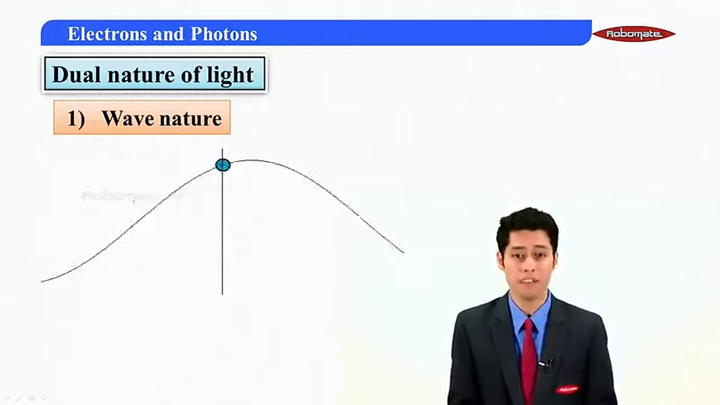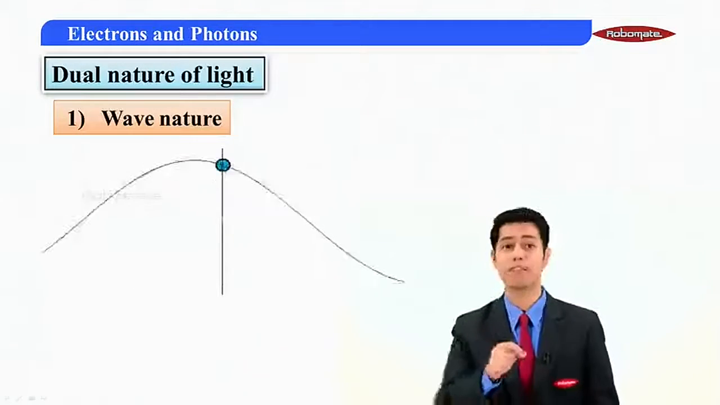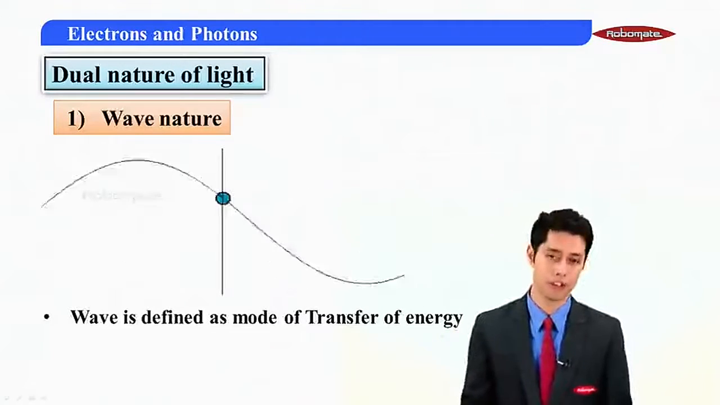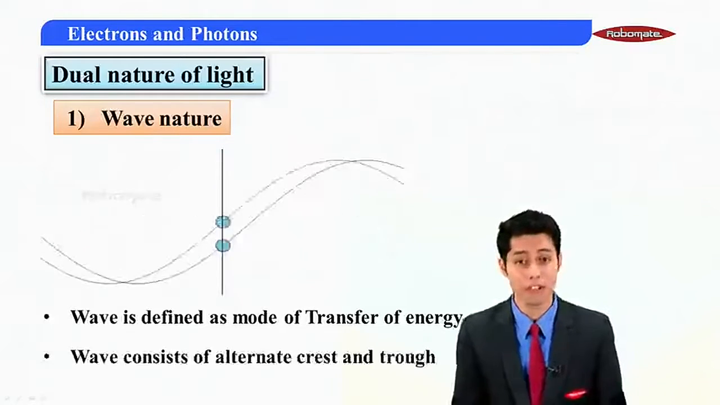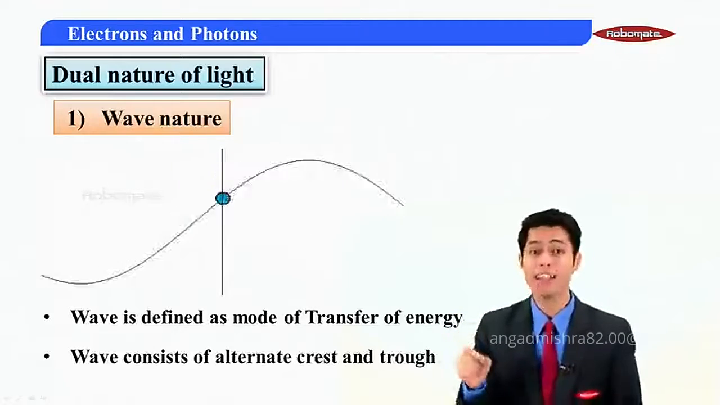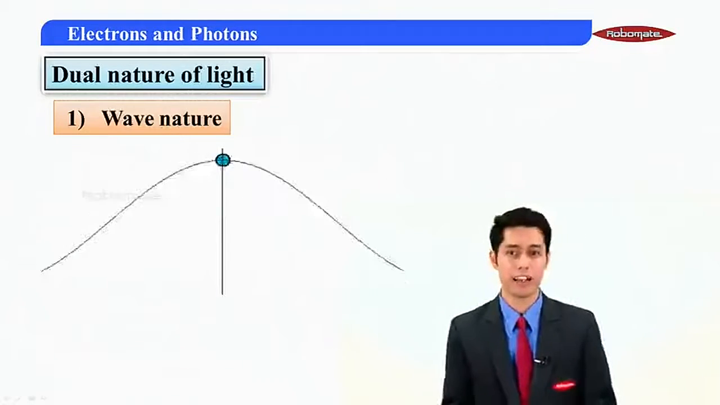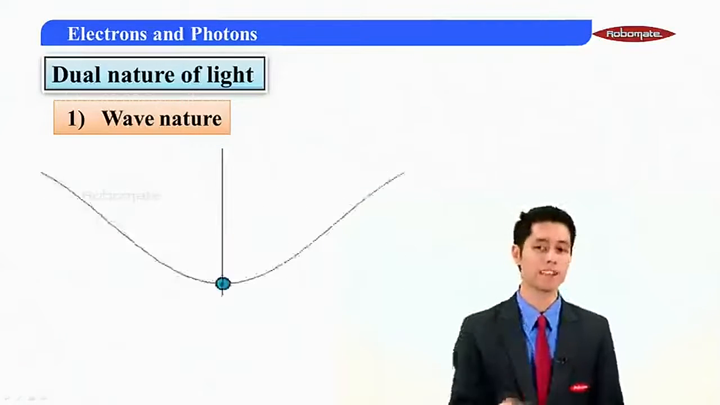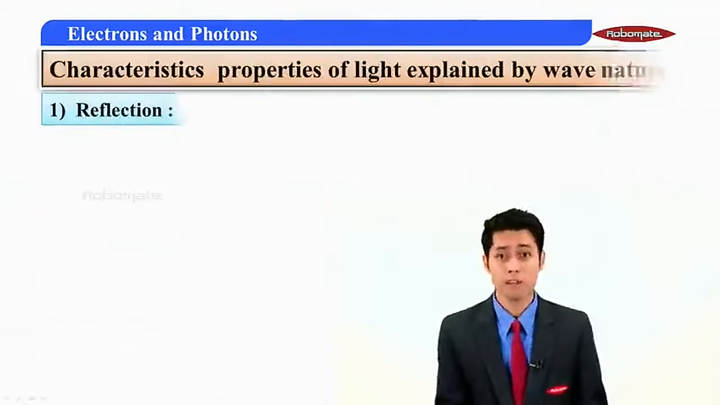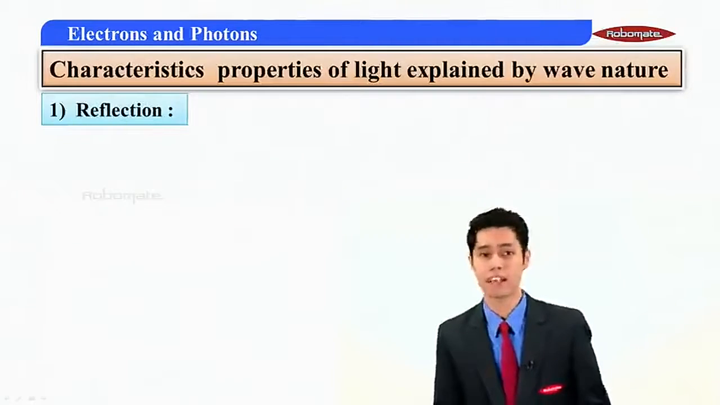And how do I define a wave? Because I need to study the wave nature, I also need to know the basic definition of a wave. A wave is defined as a mode of transfer of energy. And in this mode of transfer of energy, the light waves exist in the form of alternate crest and trough. To study wave nature in detail, we already had a few characteristic properties which were explained only by the wave nature. The number one characteristic is reflection.